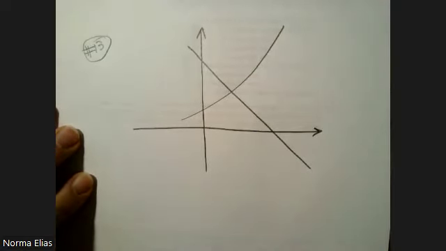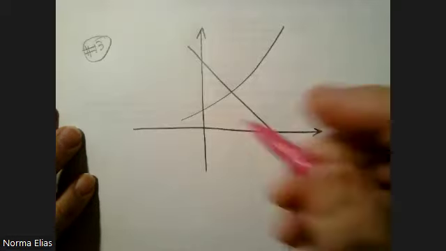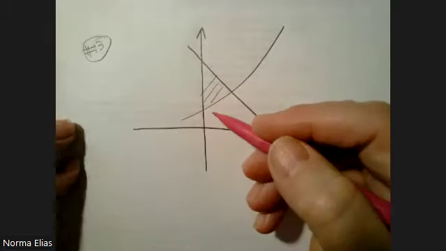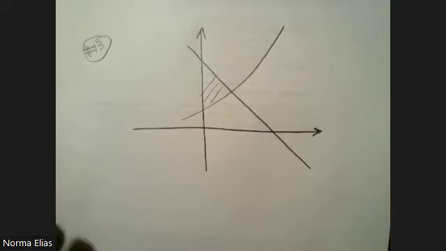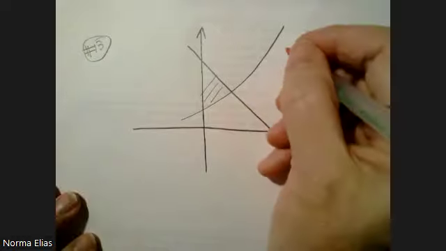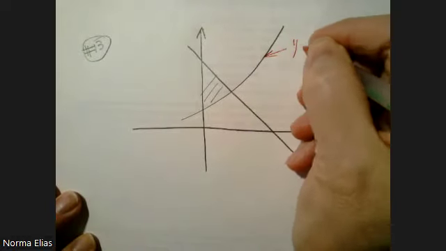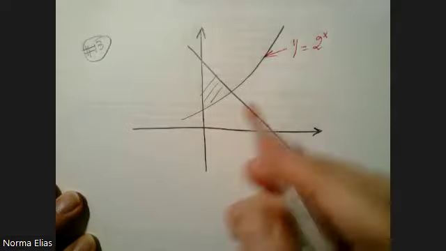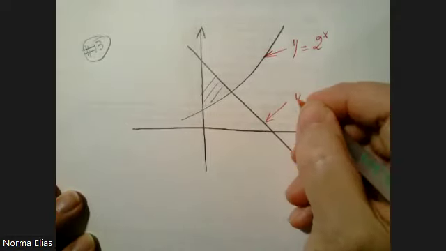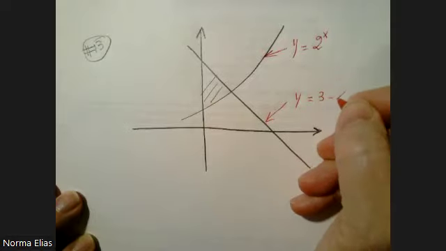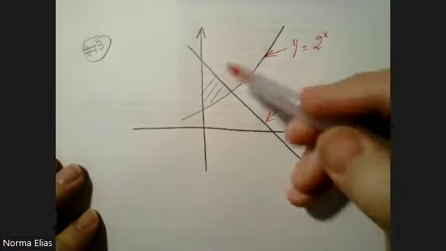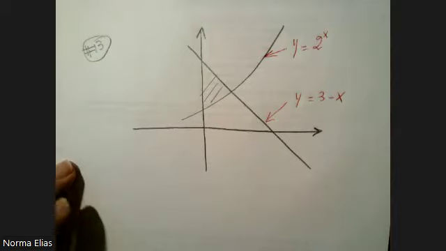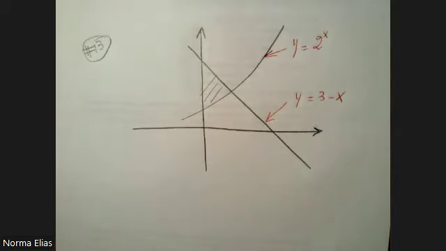Okay, you guys can hear me very well. So I'm going to start. That's number 13. We have two curves. One is y equals 2 to the power x, and the other one is the line y equals 3 minus x. And this is the region in between that we have to find its area.